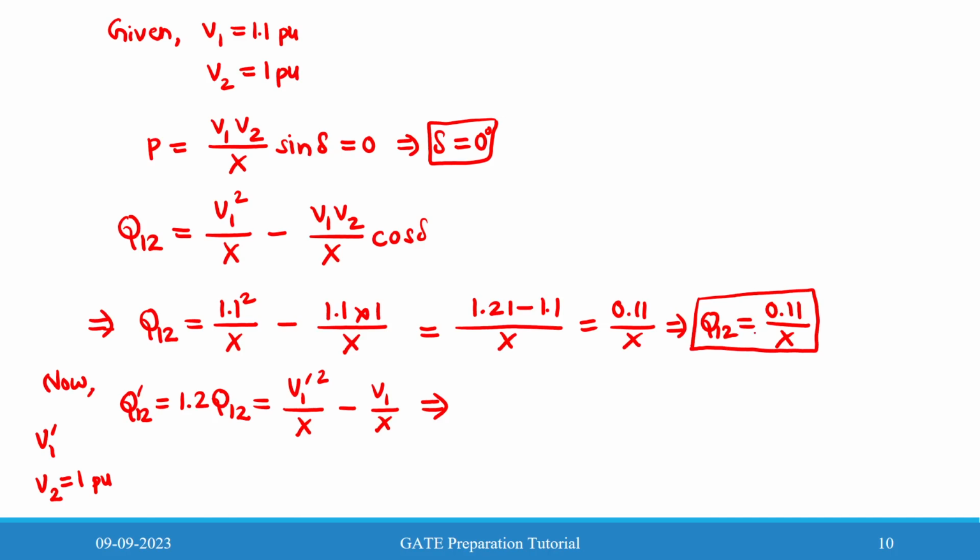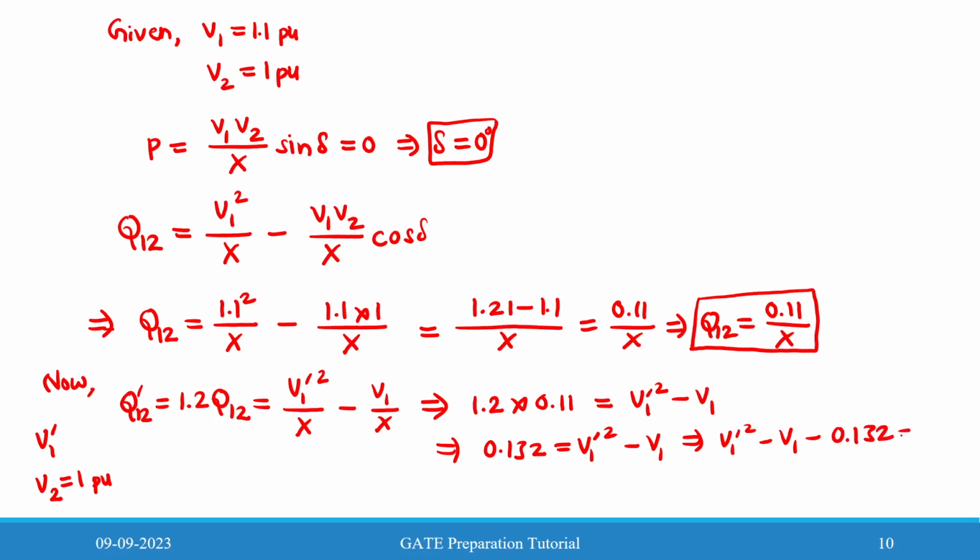Now put in this Q1 value. Then you will get 1.2 into 0.11 divided by X equal to V1 squared minus V1 divided by X. On multiplying with 1.2, you get 0.132. X will get cancelled out. So we get V1 squared minus V1 equals 0.132. On solving this quadratic equation, V1 squared minus V1 minus 0.132 equals 0.